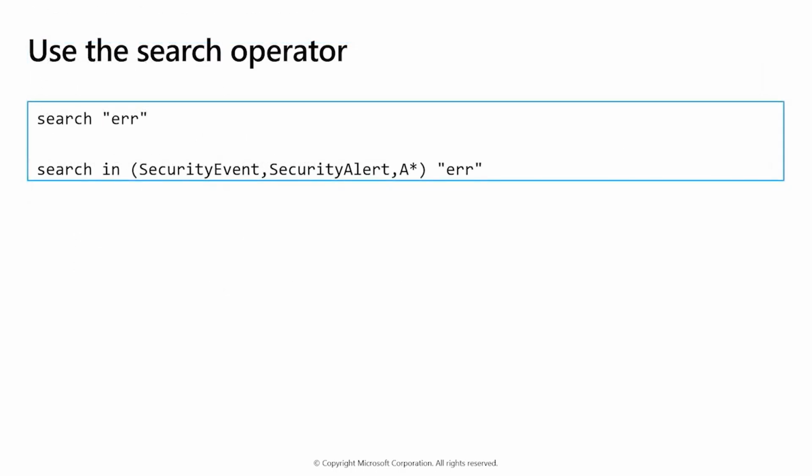The search operator provides a multi-table, multi-column search experience. Although the search operator is easy to use, when compared to the where operator, using KQL search is inefficient compared to using the where operator, which we will discuss next. Even with this inefficiency, you can use search to find data when unsure which table or column to filter. The first statement will search for error across all tables, and as can be seen on the slide, the second statement will search for error in tables SecurityEvent, SecurityAlert, and tables starting with A.